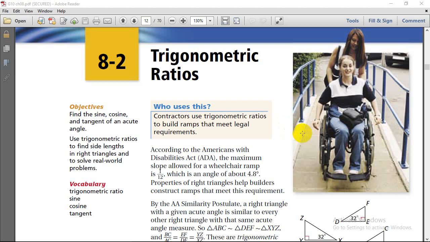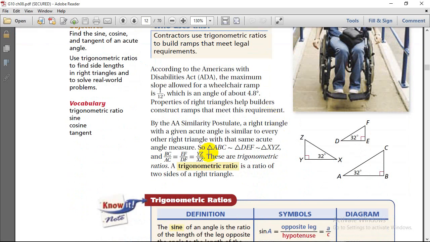Good morning, grade 10. Let's continue our sessions in math. Today's session is about trigonometric ratios. What's trigonometric ratios? Trigonometric ratios is the ratio of two sides in a right triangle.